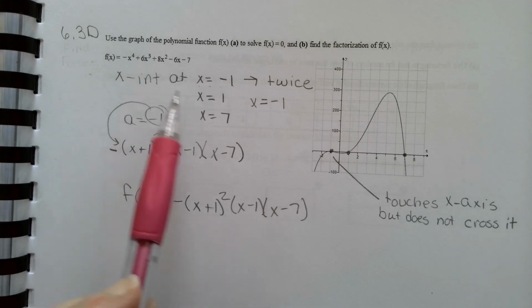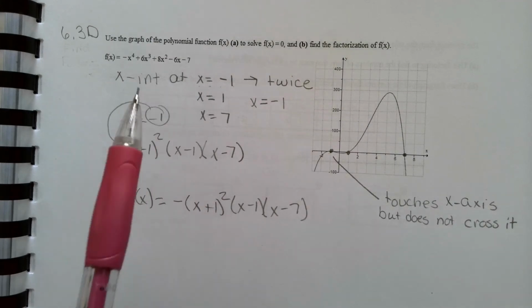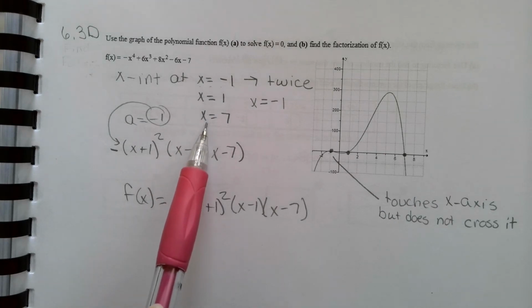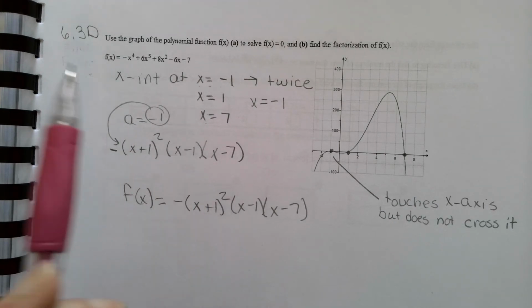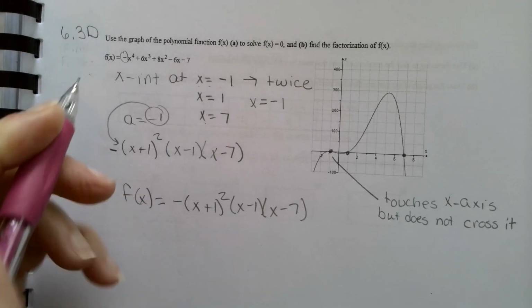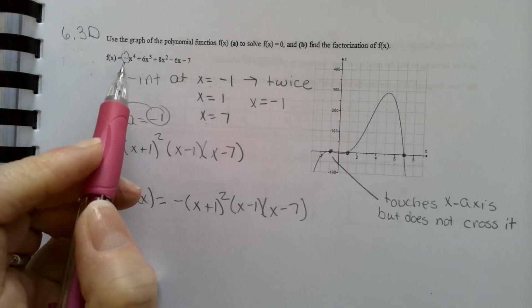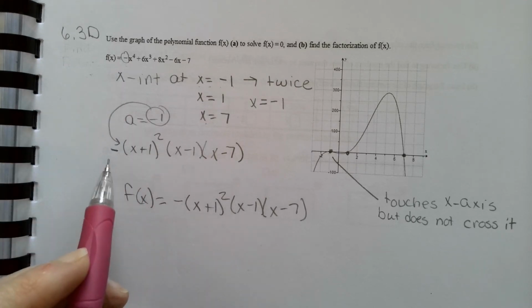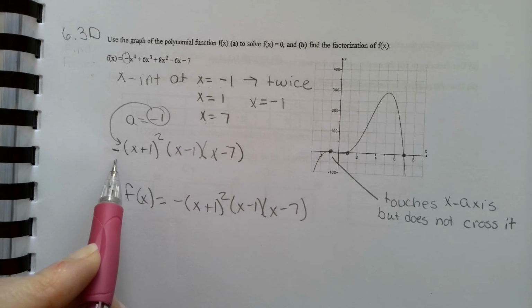And then we would write our equation. Well, our equation is going to have a factor for each of these solutions. And it's going to also have the same leading coefficient as our polynomial. So the leading coefficient here is -1. So I would list that first.